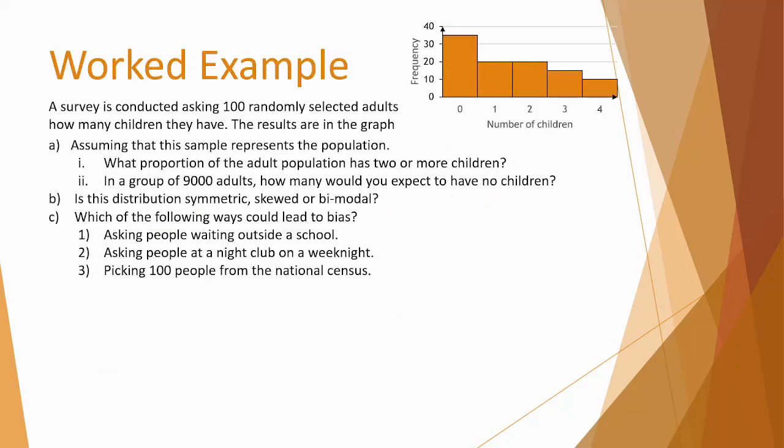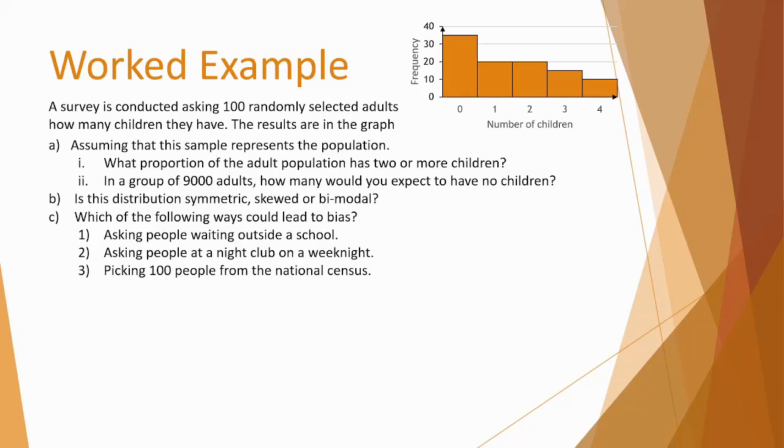So here's a worked example. We have a survey that has asked 100 randomly selected adults how many children they have. And here's our graph. You can see that there are 35 people who had 0 children, 20 people had 1 child, 20 people had 2 children, 15 people had 3 children, and 10 people had 4 children. Assuming this sample represents the population, what proportion of adults in the population have 2 or more children? And in a group of 9,000 adults, how many would you expect to have no children?